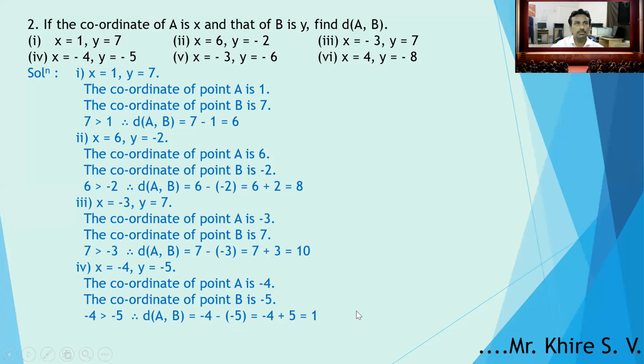Got it? Similarly you have to solve 5th and 6th example. Okay, can you solve this? Okay, we will take next.